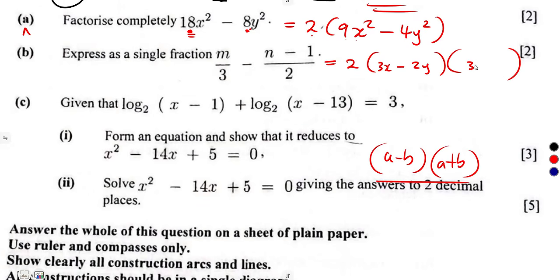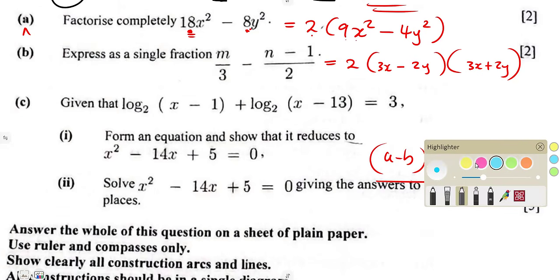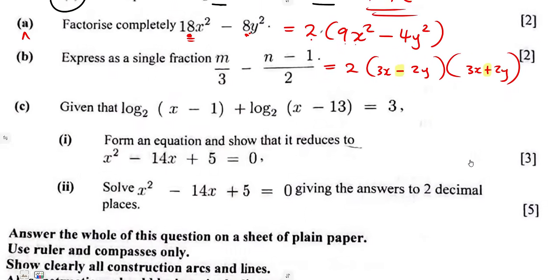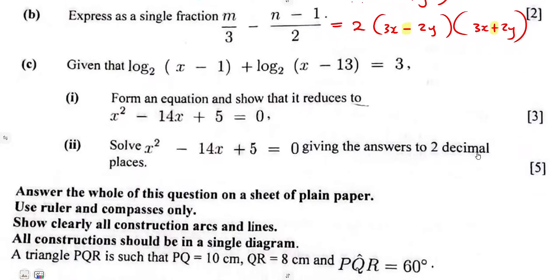So one subtracts, another one is going to add those square roots, all right? So one subtracts and another one adds. So that is the simplest form. We have factorized completely from what you're given.